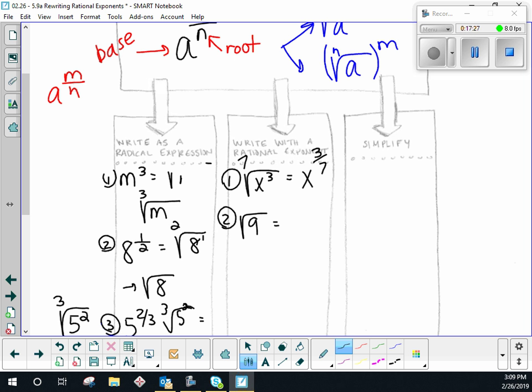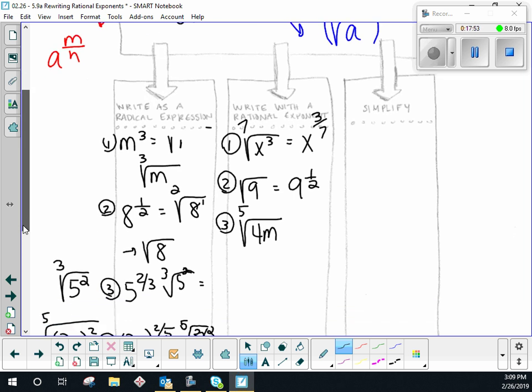Yeah. 9 to the 1/2, right? Because why? It's the square root, right? So number 3 is leveled up a little bit. The 5th root of 4 times m. How do you think that would go?